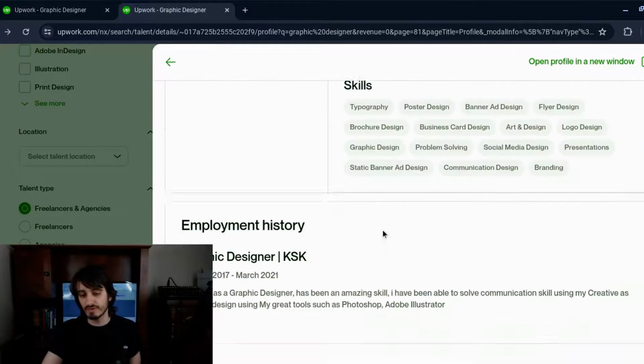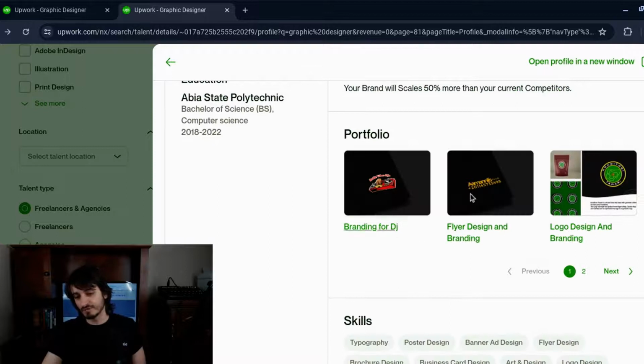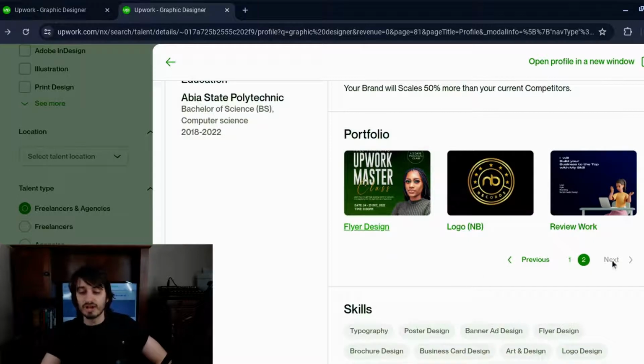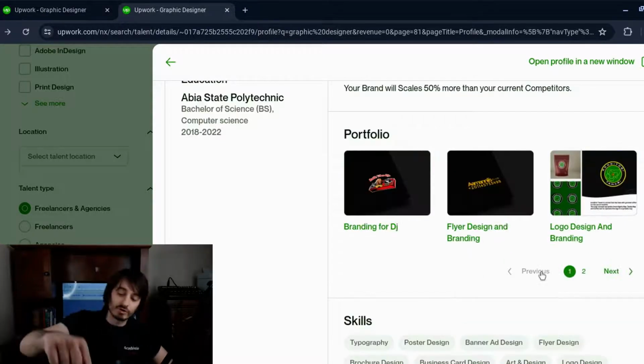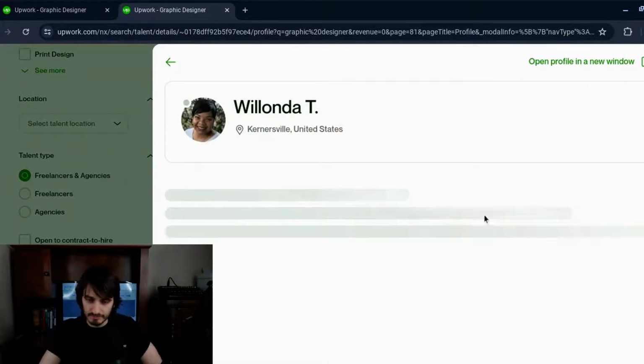Like, here are the issues. His portfolio, the first projects that we see, don't look good. Why don't you put your good project, your flyer design, and your good stuff at the first, not at the back? Let's look at Willonda.